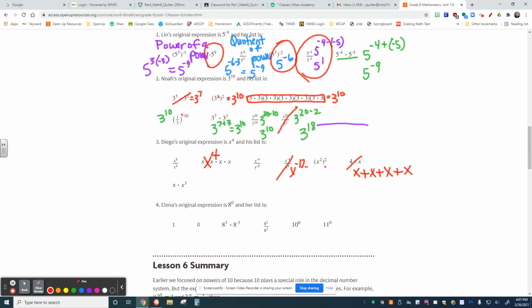And then this one right here might throw a lot of people off. This one, you have to remember there's an invisible power right there of 1. And under product of powers, that gives us x to the 4th power. All right, looking into the next one. Hopefully you did actually take some time to do that.